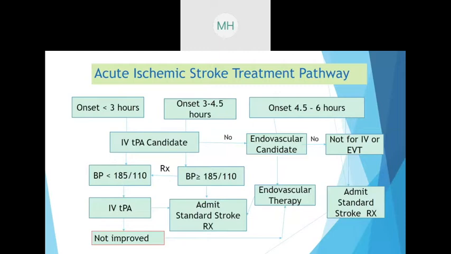But in USM, I believe we don't have it here yet. Apart from that, we need to look at the blood pressure control. For thrombolytic therapy, blood pressure should be less than 185/110.